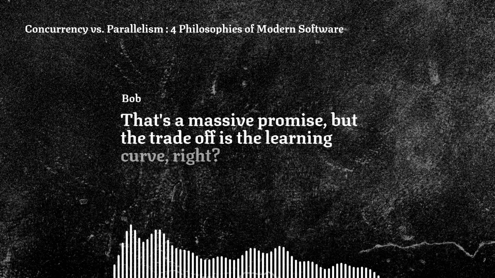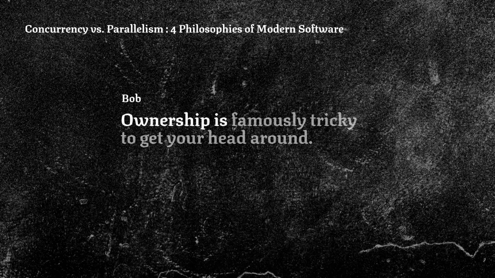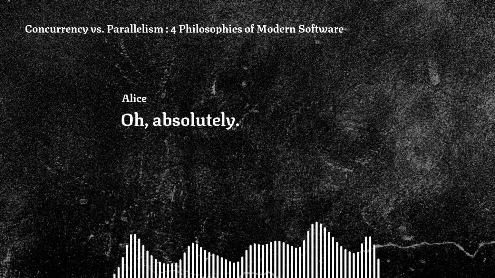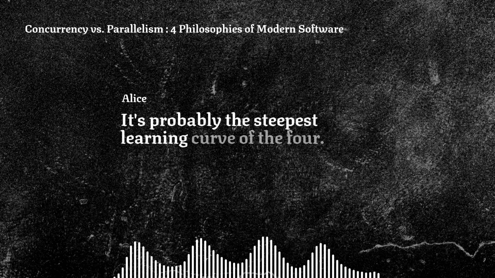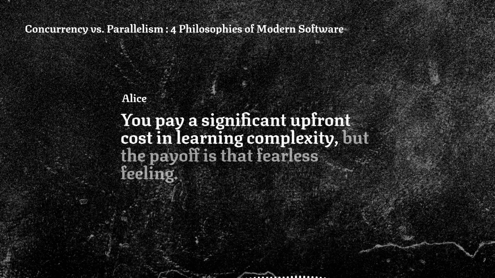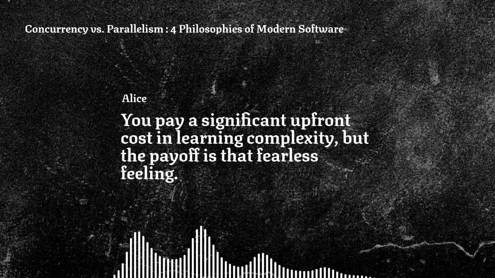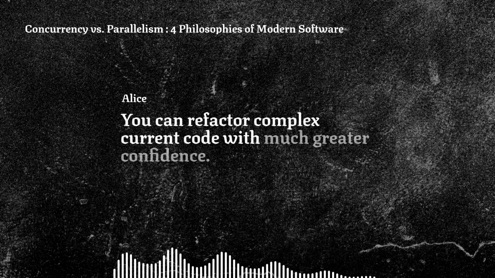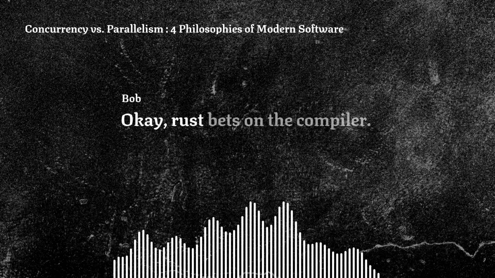But the trade-off is the learning curve, right? Ownership is famously tricky to get your head around. Oh, absolutely. It's probably the steepest learning curve of the four. You pay a significant upfront cost in learning complexity, but the payoff is that fearless feeling. You can refactor complex concurrent code with much greater confidence. Okay, Rust bets on the compiler.